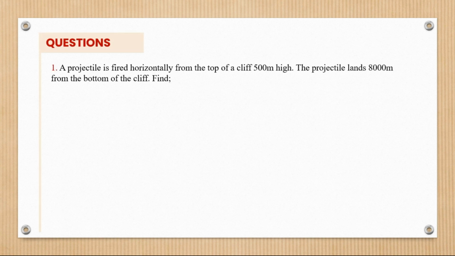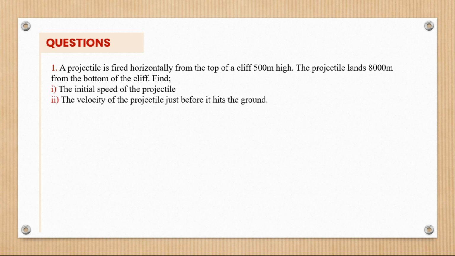Alright, let's look at some quick examples, and this will enable us to understand this even better. So in question 1, we're being told that a projectile is fired horizontally from the top of a cliff 500 meters high. The projectile lands 8,000 meters from the bottom of the cliff. So find, 1, the initial speed of the projectile, and 2, the velocity of the projectile just before it hits the ground. And that's what they're asking for.